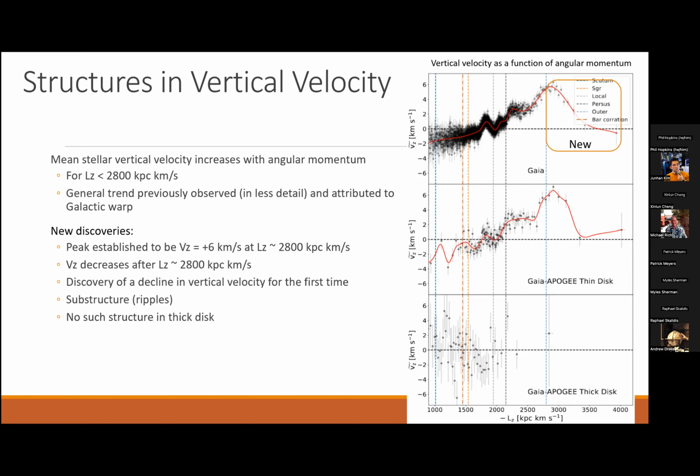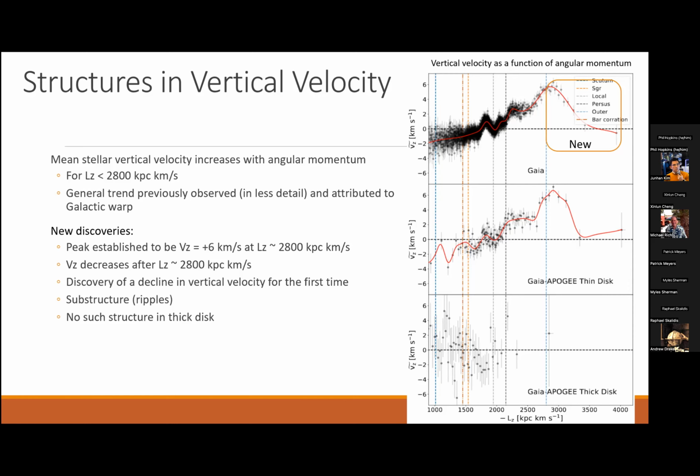The first thing is there's a peak around here, at around 6 kilometers per second, and then it decreases afterwards. So this is the first time that we have discovered a decline in vertical velocity for the Milky Way.